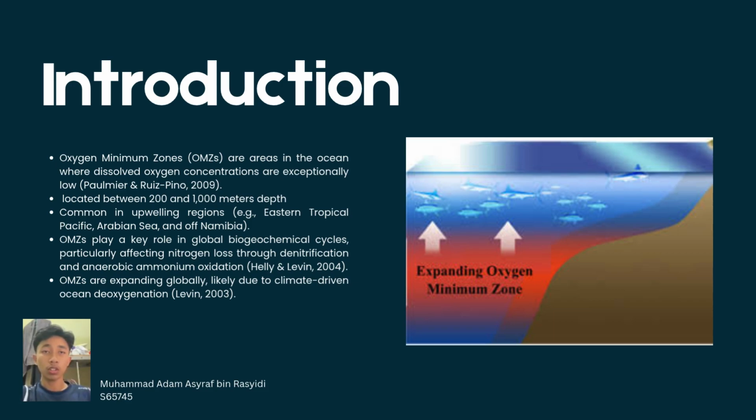OMZs are areas in the ocean, usually between 200 and 1000 meters deep, where oxygen levels are so low that most marine life cannot survive. OMZs are common in upwelling regions like the eastern tropical Pacific and the Arabian Sea. Despite being low in oxygen, they play a huge role in the ocean carbon and nitrogen cycle, especially through processes like denitrification. But the concern here is that OMZs are expanding due to climate change, threatening marine ecosystems and fisheries.